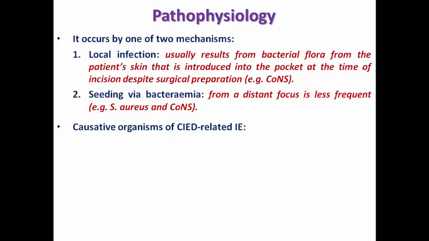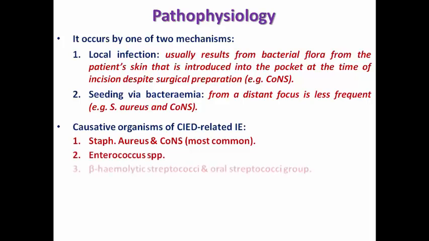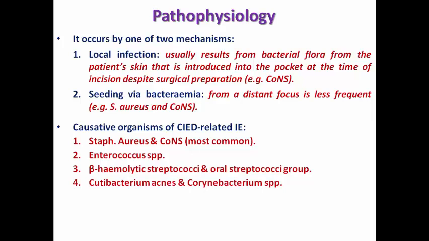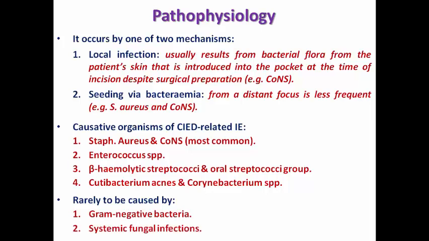The causative organisms that famously cause this type of infection, of course, Staph aureus and coagulase negative, the most common, enterococci, beta hemolytic streptococci and oral streptococci, Cutibacterium acnes and Corynebacterium are from the microorganisms reported to cause cardiac device infective endocarditis, and rarely to be caused by gram-negative bacteria or fungal infection in immunocompromised patients.